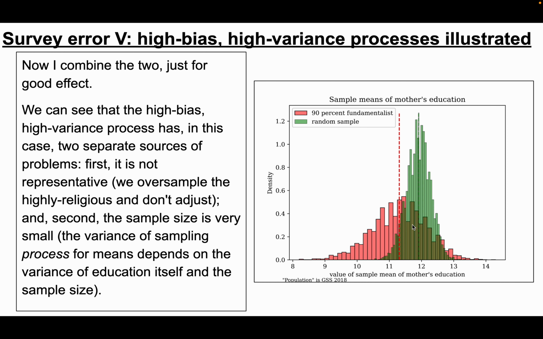So this here in red would be a high bias, high variance process because it's got a lower mean, and the spread is visibly larger relative to this low bias, almost no bias, and low variance process here. So that's an illustration of what these things mean.